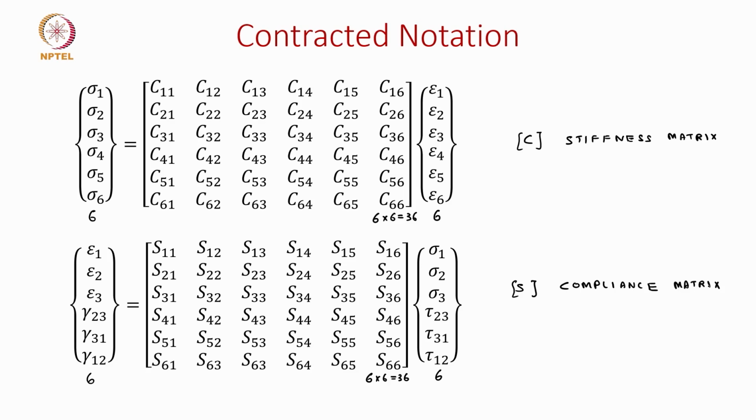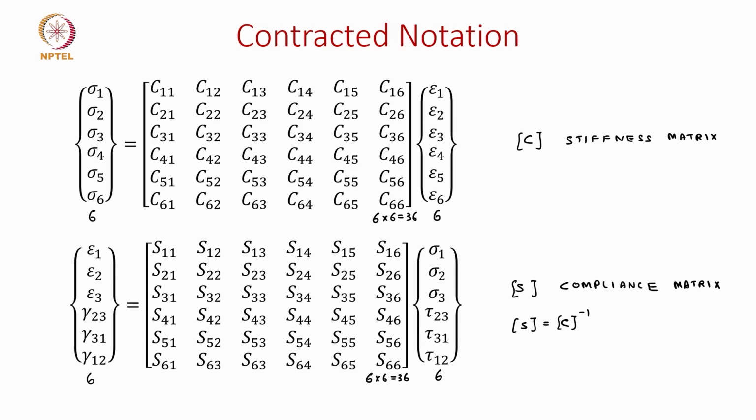If you look carefully, we see that there is a relation between the stiffness matrix and the compliance matrix, saying that these are inverses of each other. So, the inverse of the stiffness matrix should give you the compliance matrix, and similarly the inverse of the compliance matrix should give you the stiffness matrix.